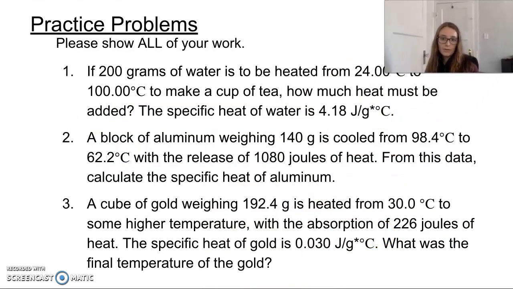We have 3 practice problems for you to complete for homework tonight. Please make sure to show all of your work in these questions. If you have any questions, bring them to class next class, but you will not get all your credit if you don't show your work, so make sure you show your work and you have all of your notes filled out. If you need anything, email your teacher or ask next class.